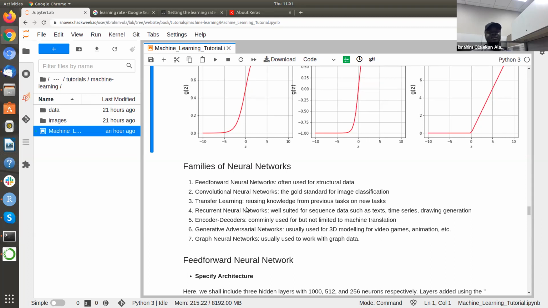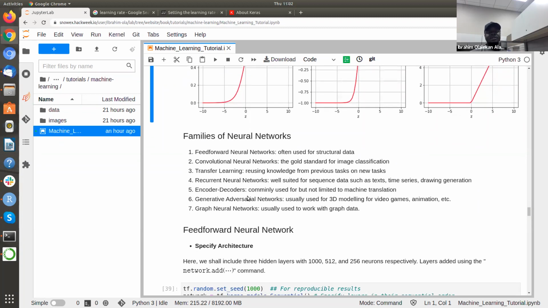Then we have the transfer learning, which simply means you use the knowledge from a previous task on a new task. So as an example, if you have built a neural network that recognizes the face, then you want to build a neural network that recognizes the hair. So since you have a neural network that recognizes the face, then you don't have to start from scratch. You just use that neural network as the starting point for the one that recognizes the hair. So in that case, what you are doing is called transfer learning.